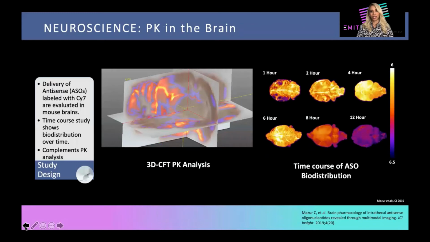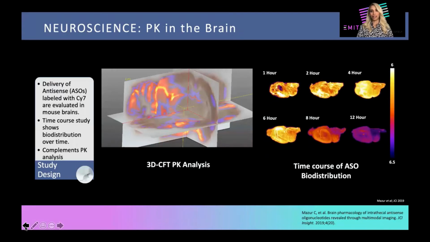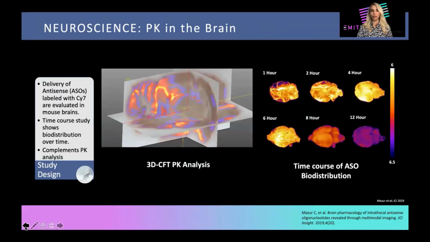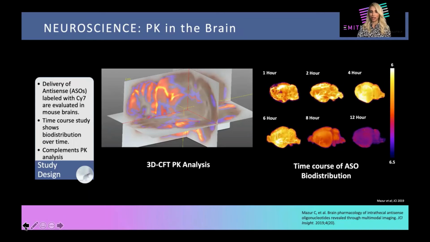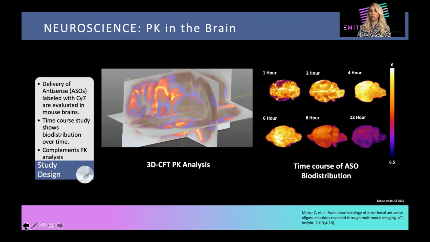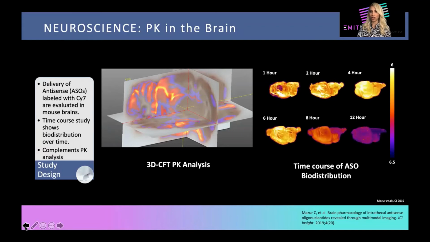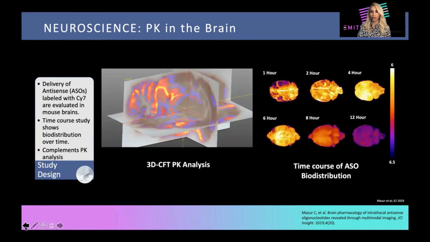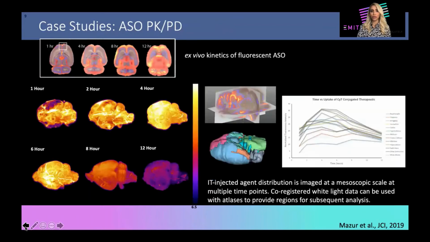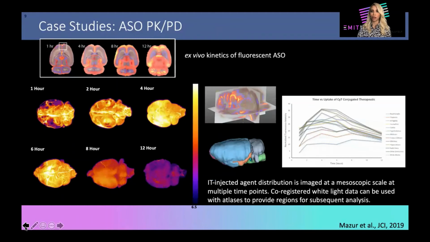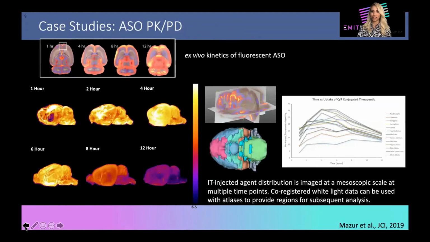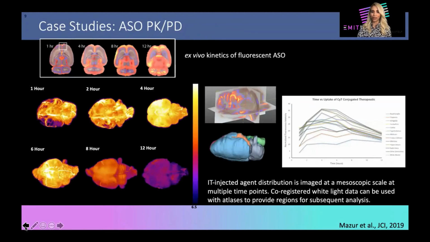So as we look at neuroscience, we're going to be discussing pharmacokinetics in the brain. Here in this experiment, we were looking at the delivery of antisense oligonucleotides or ASOs that were labeled with a size 7 and evaluated in mouse brains. Here we see the time course study showing the biodistribution of the ASOs over time from 1 hour to 12 hours. A closer look at this study shows that researchers can really track the movement of dyes and molecules throughout the body, specifically in this example of the brain.